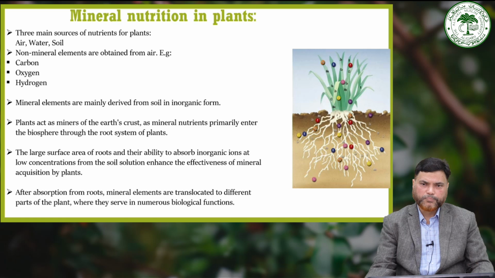So, basically plants derive essential nutrients from three main sources: air, water and soil. Non-mineral elements such as carbon, oxygen and hydrogen are obtained from the air. These elements are basically very crucial for photosynthesis and other metabolic processes within the plant, just as we have gone through in our previous lectures.